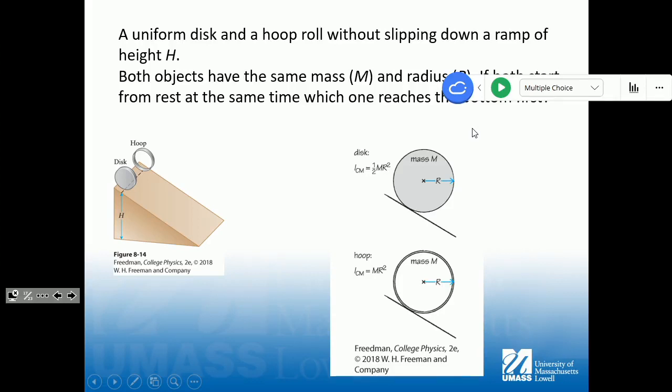Both the block and the ball start from the same height h, right? So they have mgh. They have the same total energy to start with. Correct? But for the block, all of that energy goes into its translational kinetic energy. Right? It doesn't rotate. Correct? So if it had 10 joules to start with, it has 10 joules of translational kinetic energy at the bottom. Everyone with me so far?